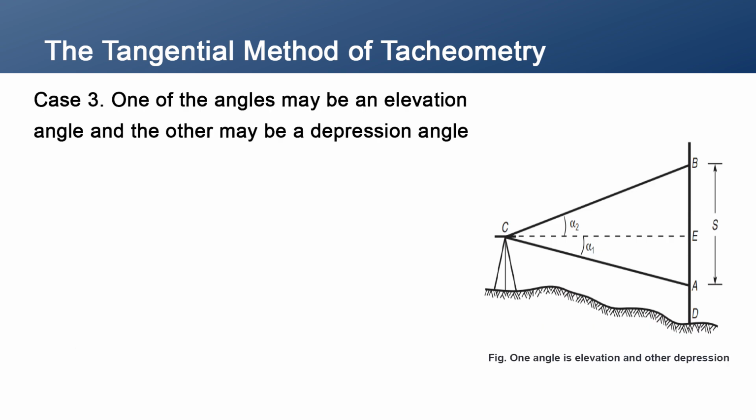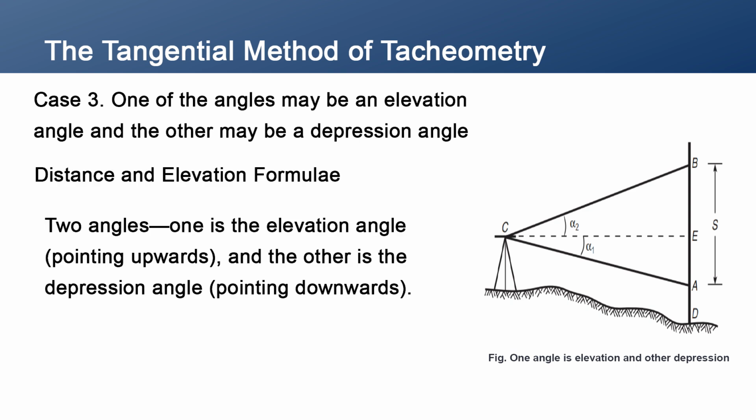Moving to case 3. One of the angles may be an elevation angle and the other may be the depression angle. In this situation, we are working with two angles. One is the elevation angle, meaning it is pointing upward, and the other is a depression angle, meaning it is pointing downward.